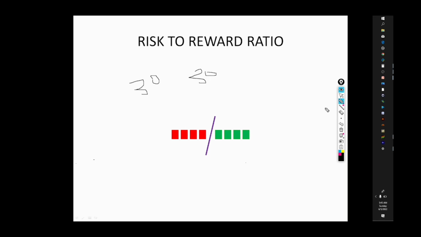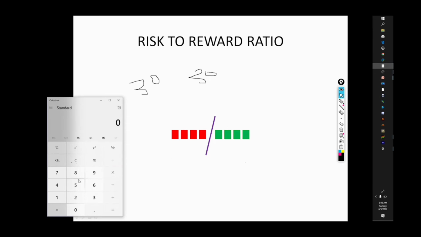Now let's look at it. If you lose 4 trades, here's my calculator. If you lose 4 trades, that will be $30 times 4. How much would you have lost? You would have lost $120. We are using the same analysis with the same example we used the other time. You would have lost $120.